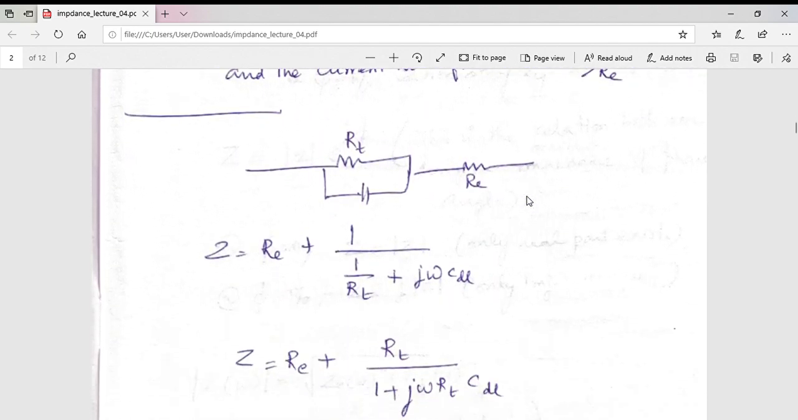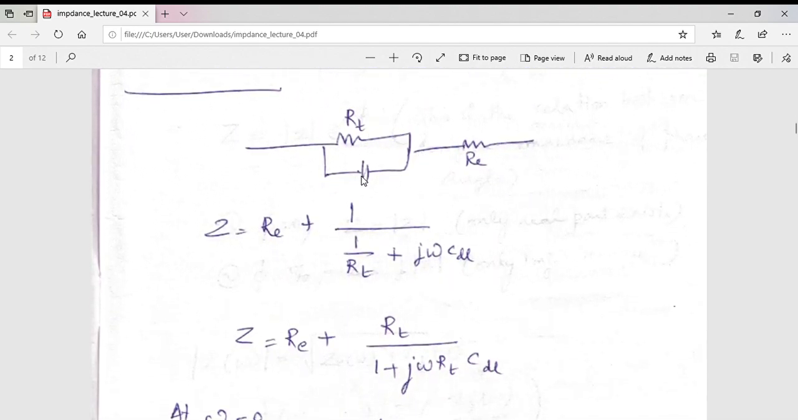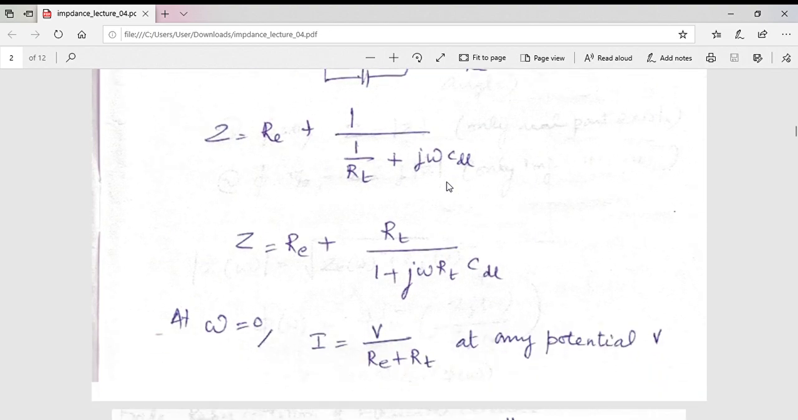And let us look at this circuit wherein we have an RC in parallel with the Re. This is the scenario in the case of a single electrode-electrolyte interface with the solution resistance. So this is how you write the total impedance of this circuit that we discussed earlier.